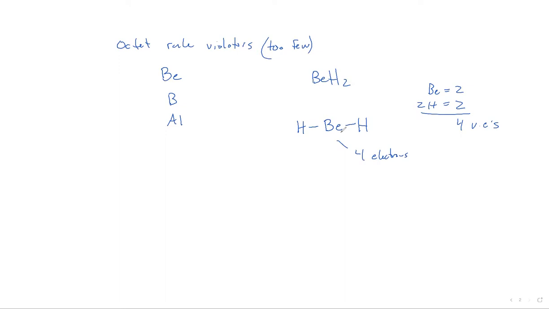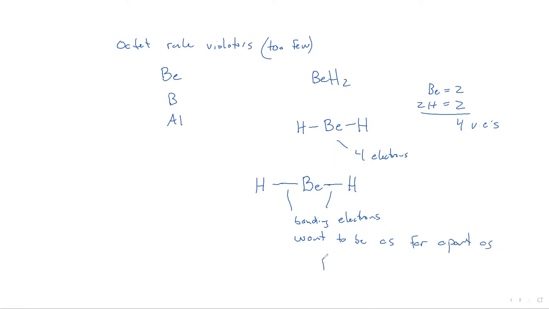But if we look at the shape of this thing, those electron pairs right here, those electron pairs in that very long bond there, they want to be as far away from each other as possible, right? So these bonding electrons want to be as far apart as possible because they repel. And so they're going to take on a shape.